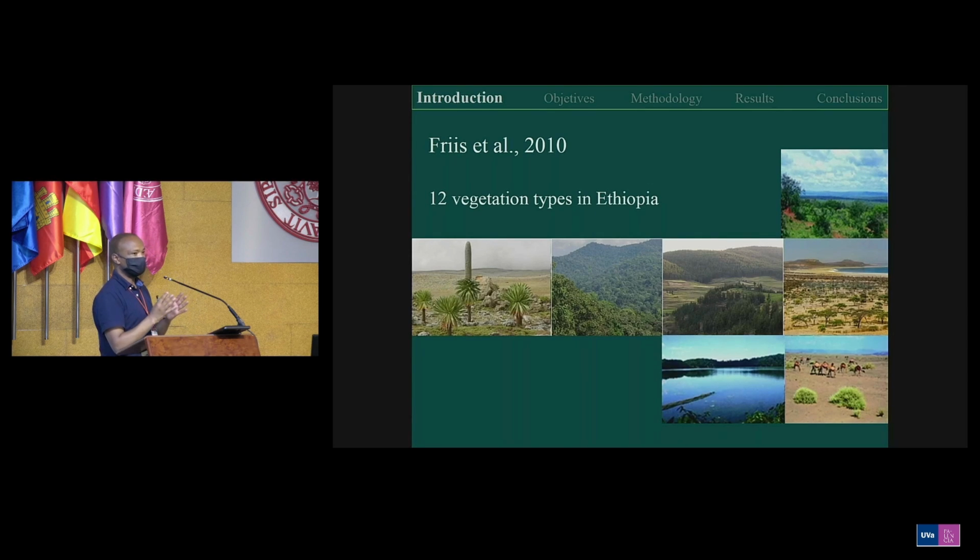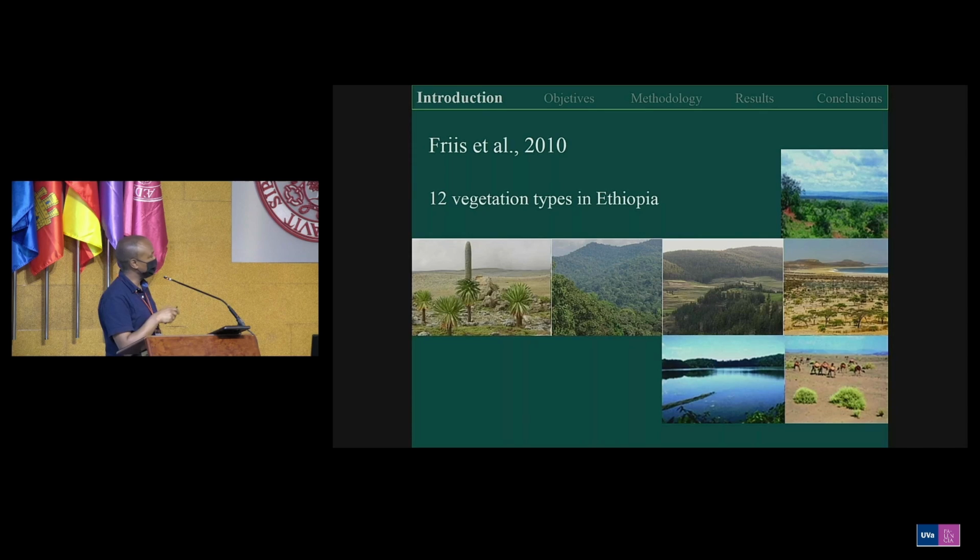As to the vegetation aspects of the country, according to FRIS 2010, we have 12 different vegetation types, and these vegetations are classified based on the altitude at which they occur. So we have the Afro-alpine vegetation in the very highland parts of the country, and up to the vegetation in the dry, arid and semi-arid parts of the country.